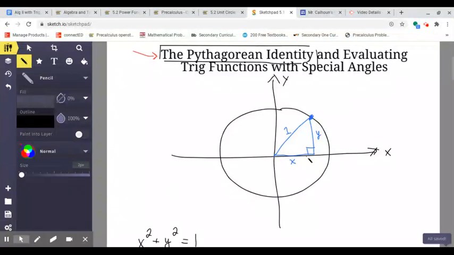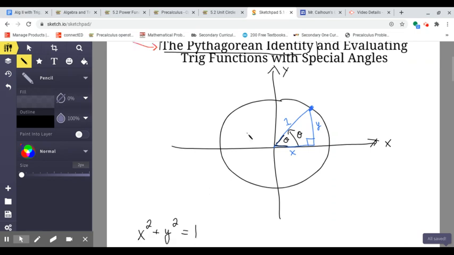So let's set up the picture. We have a point on the unit circle, and from that point we can construct a right triangle such that this leg is x units and this leg is y units and the hypotenuse is 1. And then we have this angle here. This angle, we'll just call it theta. This angle right here is theta.